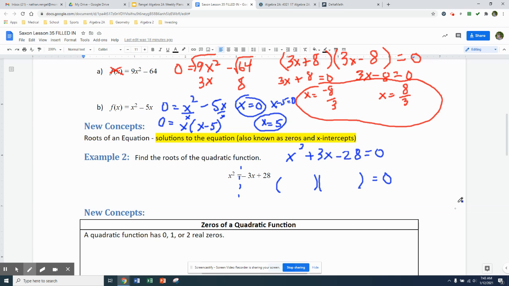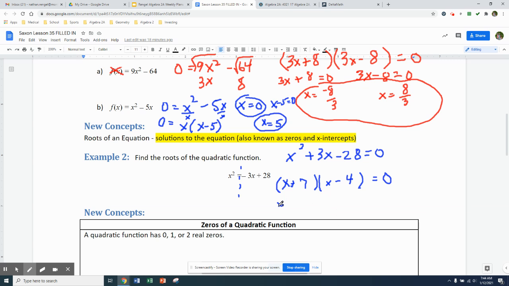Boom, Isaac's got it, 7 and 4. And then the 7 would have to be positive so that when you add 7 and negative 4, they're going to still add to positive 3. So there's now my factoring.